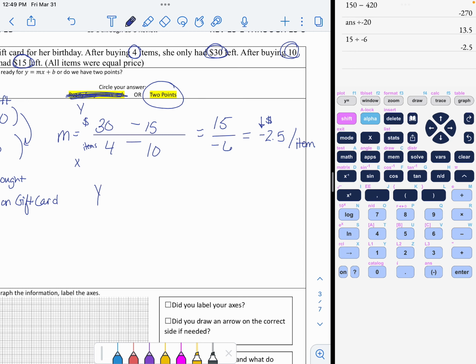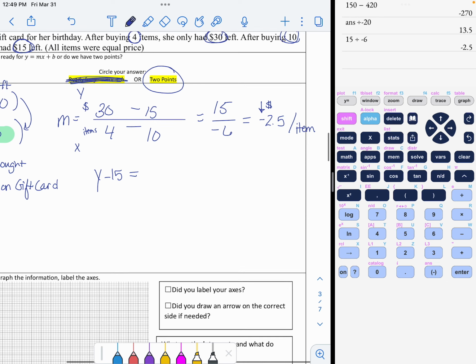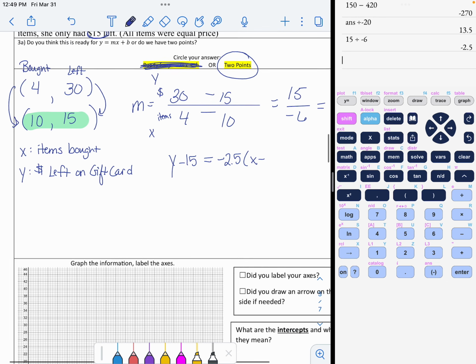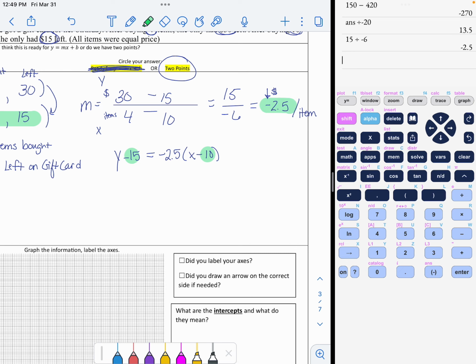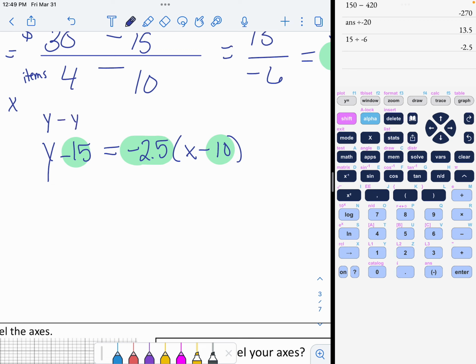So I have y minus y1, and just to highlight a point, I'm going to use that point. So y minus 15 equals m, which I got to be negative 2.5, times x minus x1, which in this case would be 10. So you can see I used the 15 and the 10, and then I used the negative 2.5 right there. So this is point slope form, which will be given to you on the Keystones on your formula sheet. So make sure to keep an eye out for that formula sheet, okay?